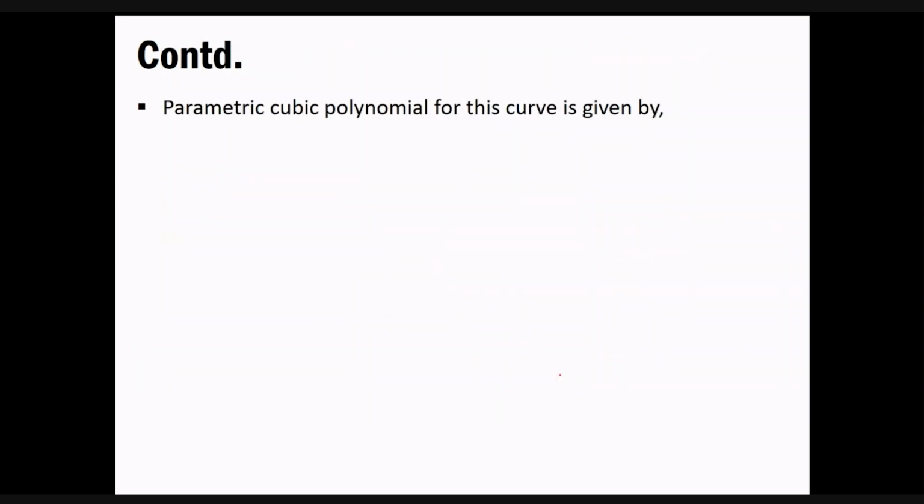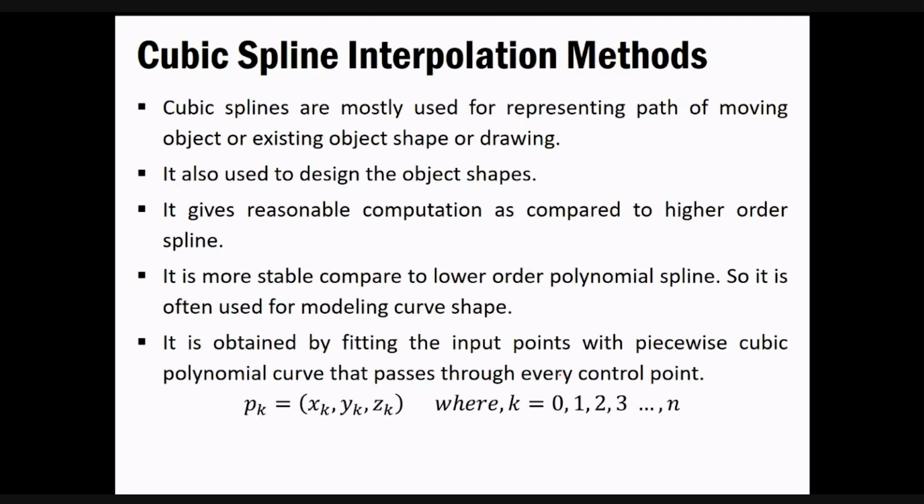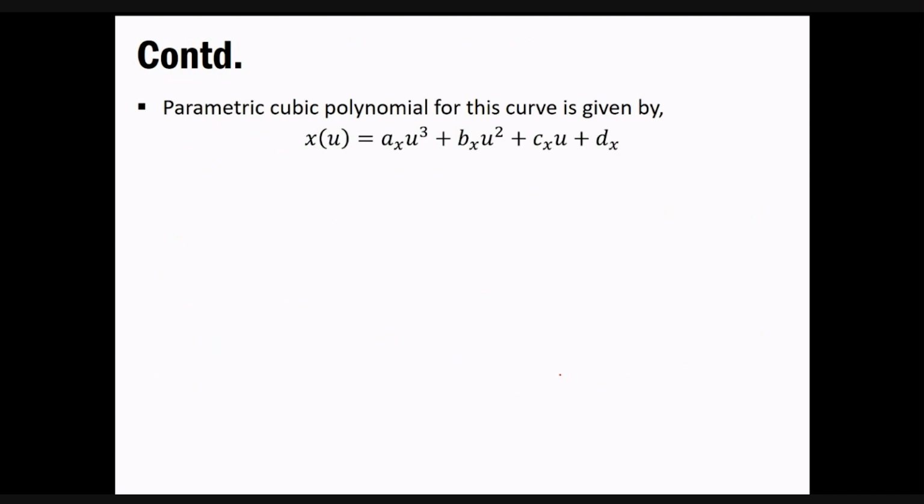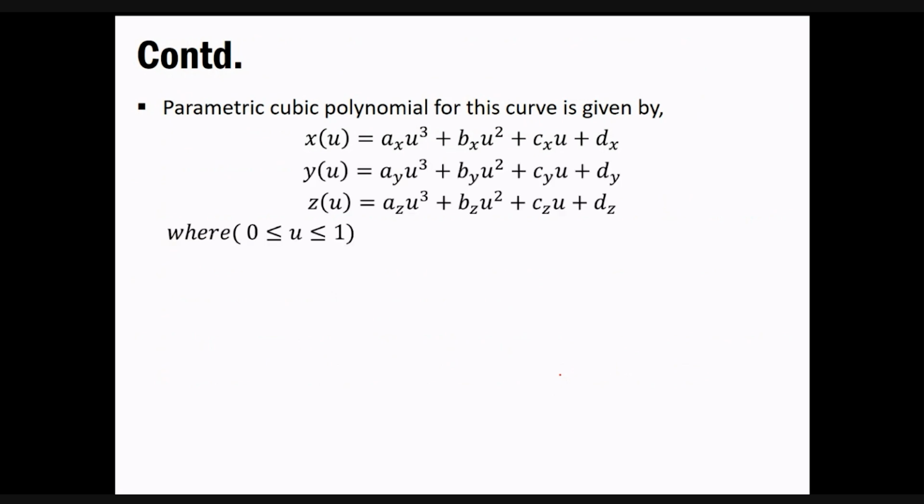Now the parametric cubic polynomial for this curve, or a general thing, is given by this particular equation. Okay, so now we have one thing over here, that is x of u. Similarly, we have three such things over here, that is x, y, and z. Okay, so we have to generalize this so that it can be used similarly for the further steps if required. So now we have the very first thing, that is x of u, similarly y of u, and similarly z of u.